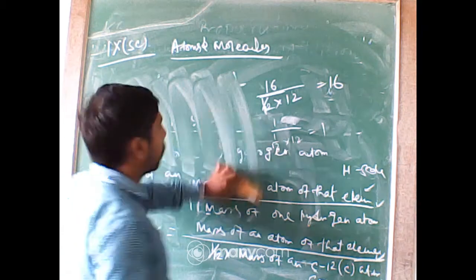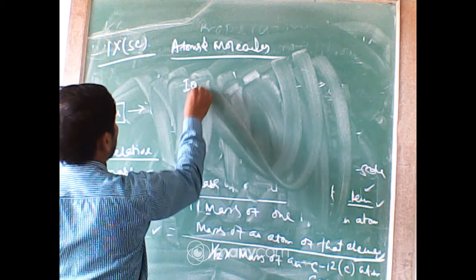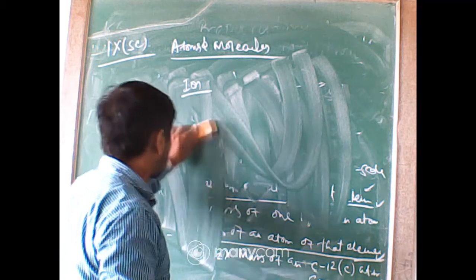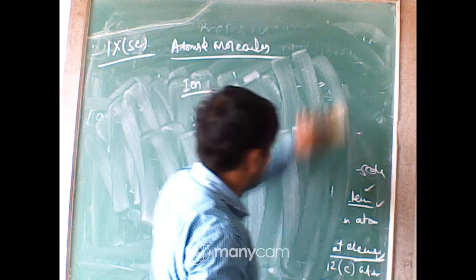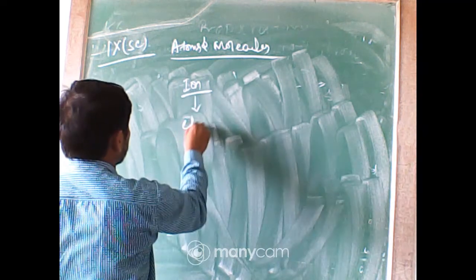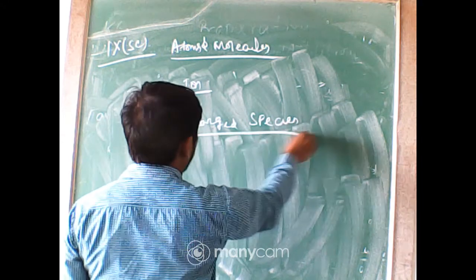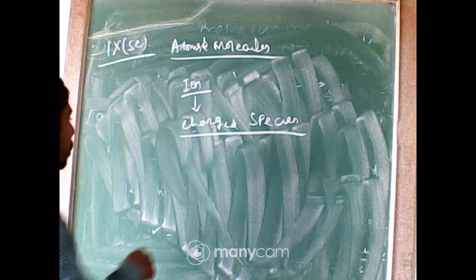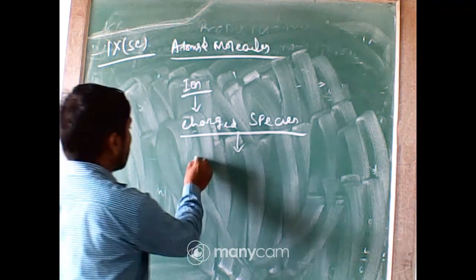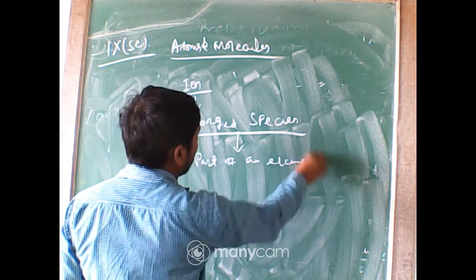What is an ion? Have you heard about this? What is an ion? Now, first of all, an ion is a charged species. Now, as we are discussing atoms and molecules, here the charged species obviously will be that of an element. Okay, so it is a part of an element.